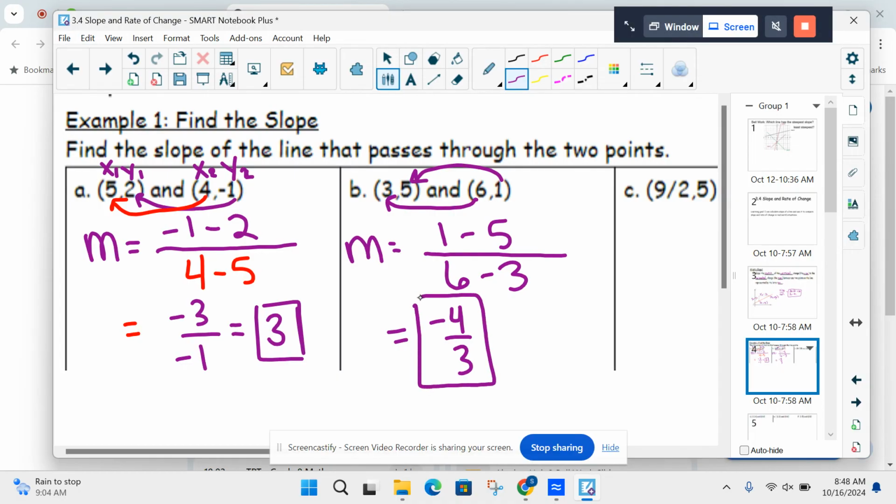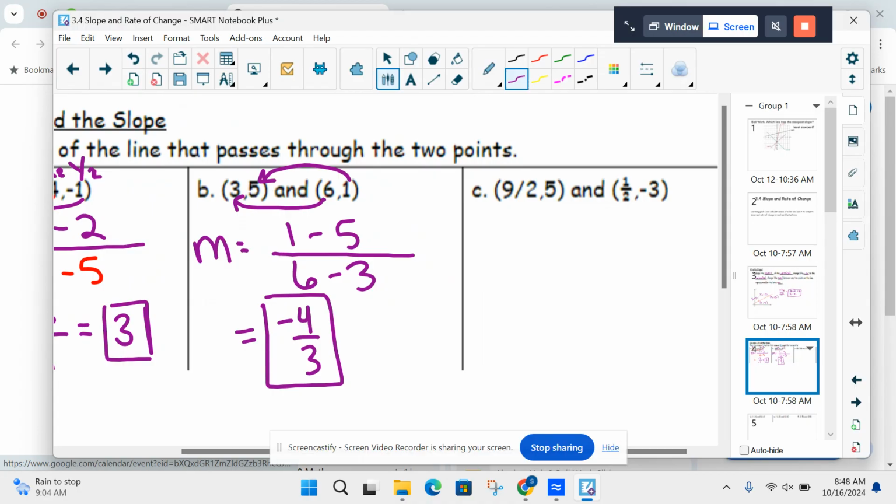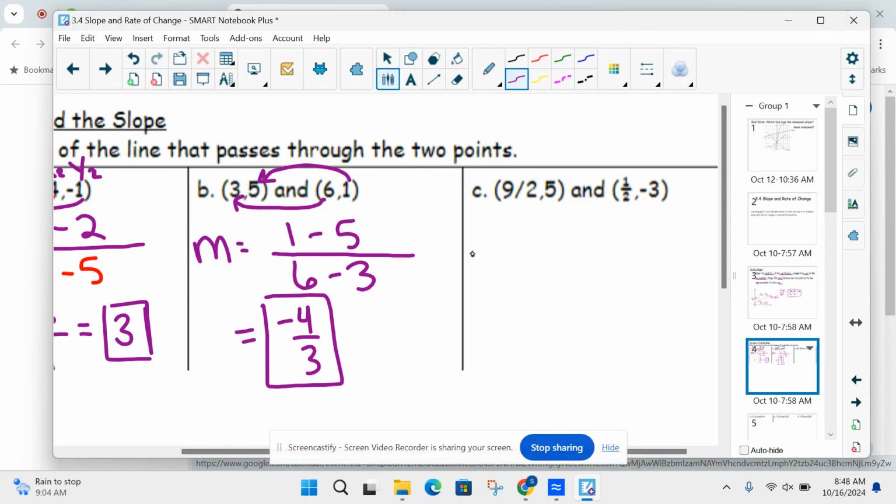So improper fractions are totally fine when we're talking about slope, because when you have m, and if you're trying to graph it, you do want to know your rise over run. So if you try to put it in a mixed number, then you won't know your rise over run. Okay, so C has some fractions in it. No worries, we can handle fractions.